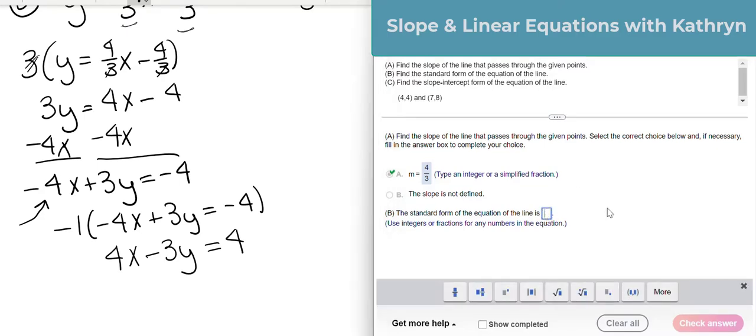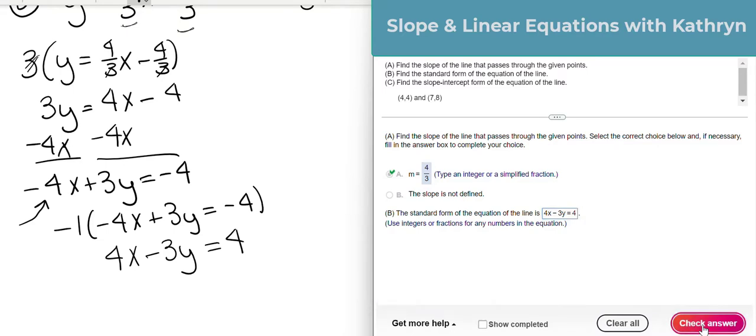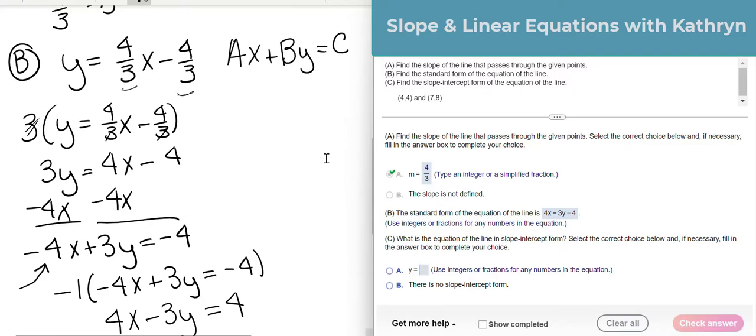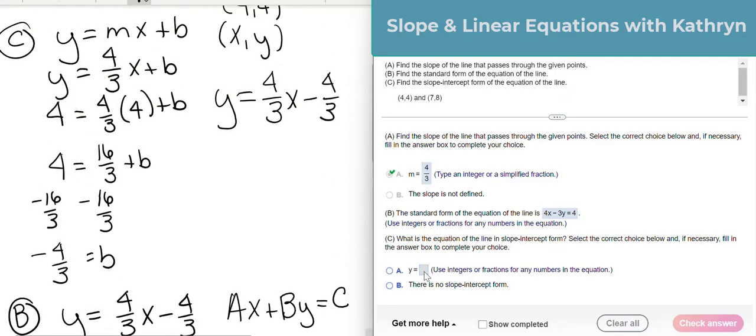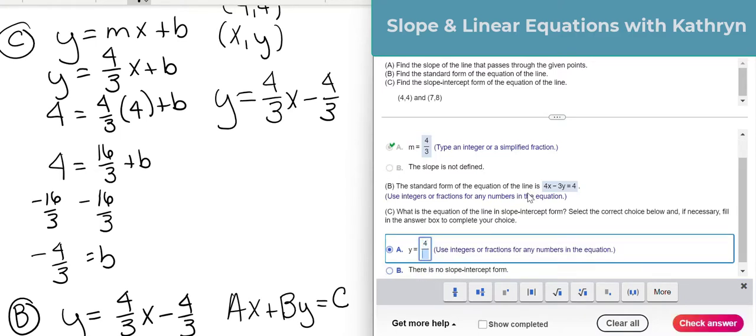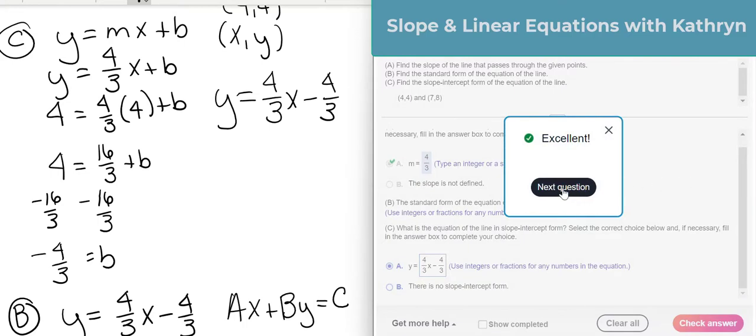Now let's type that in. We have 4x minus 3y equals 4. Let's see how we did. Yay, good job. And now they want our slope-intercept form, and that is y equals, now notice they already have the y there, so I don't have to write that. Fraction, 4 down arrow 3, over arrow x minus fraction, 4 down arrow 3, and let's check it. Yay, good job.